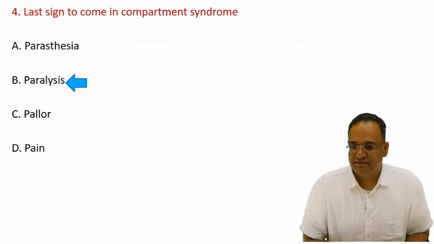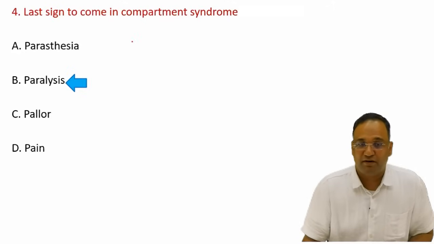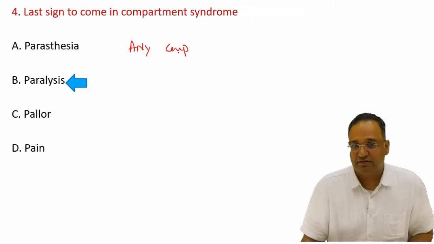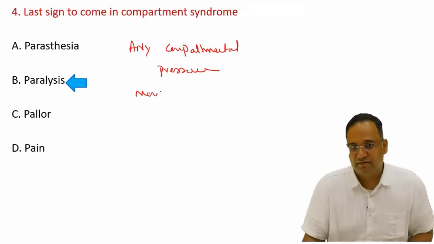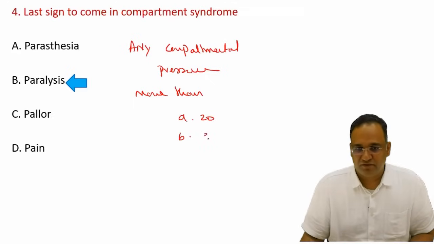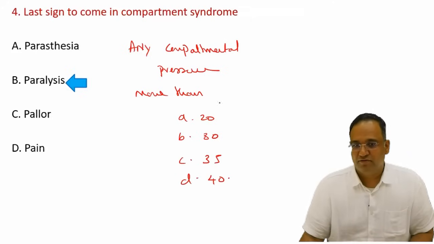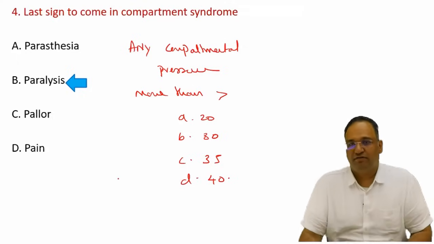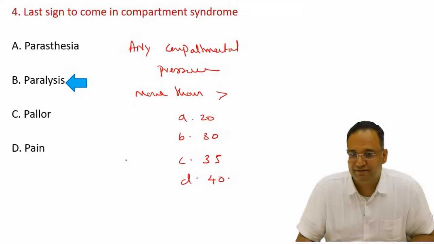So compartmental syndrome is very, very important. Any compartmental pressure more than what is diagnostic? Tell me first, any compartmental pressure more than? I want you to type. I give you options: A, 20; B, 30; C, 35; D, 40. More than what is diagnostic of compartmental syndrome?